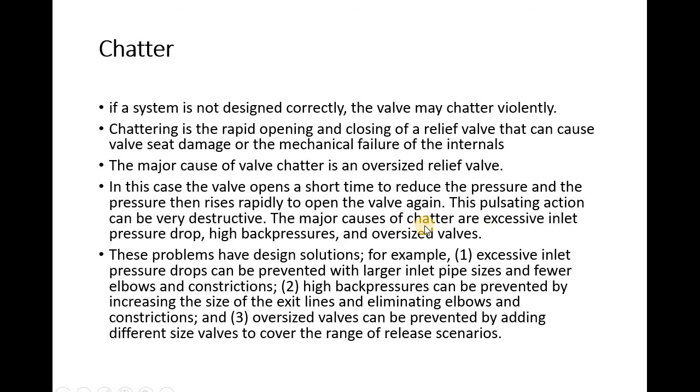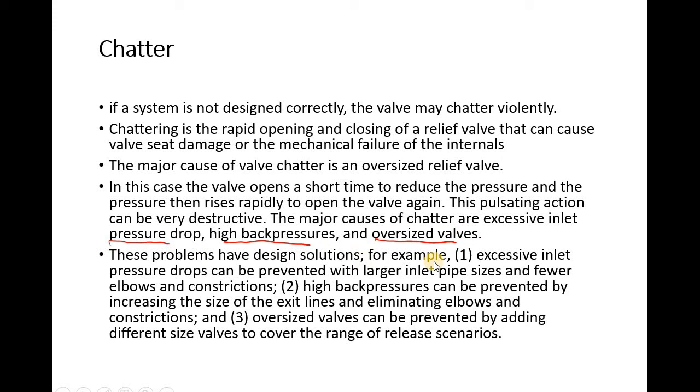The major causes of chatter are excessive inlet pressure drop, a lot of inlet pressure drops, or high backup pressures, or oversized valves. So these are the main reasons, and all of them go back to the difference in pressures that causes this valve to open and close.